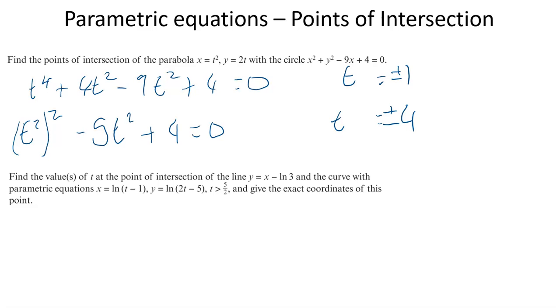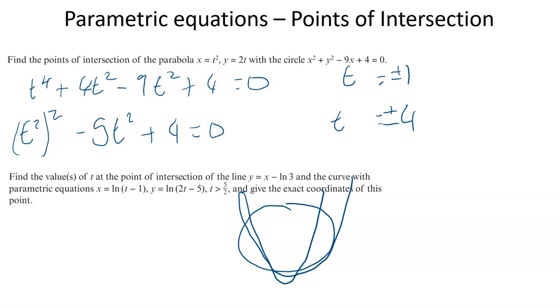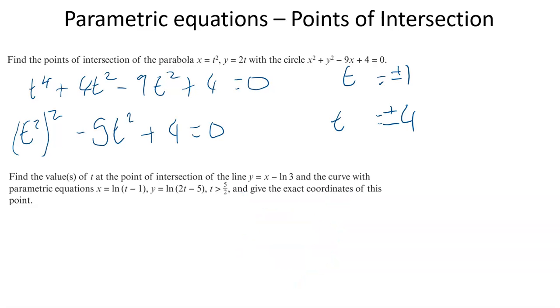We've got 4 values of t, so it looks like we're going to get the example where it goes through 4 times, and we can find out what they are. So let's put each of them in. If we put in positive 1, then we're going to get the coordinate: 1 squared is 1, and 2 times 1 is 2. If we put in negative 1, we're still going to get 1, and we're going to get minus 2, because minus 1 times 2. If we put in positive 4, we're going to get 16, and 2 times 4 is 8.